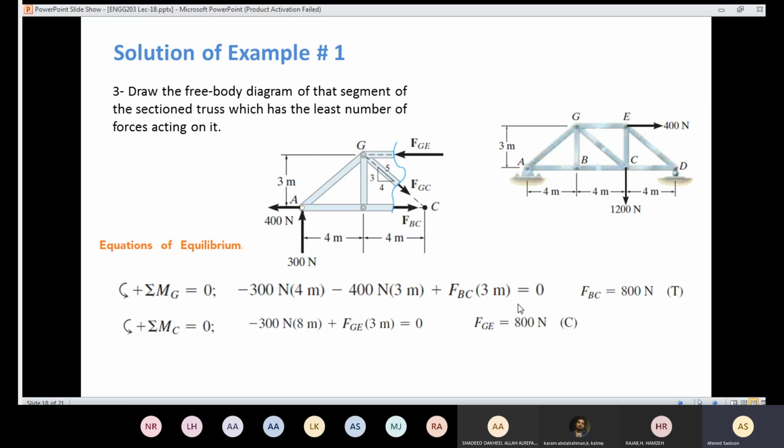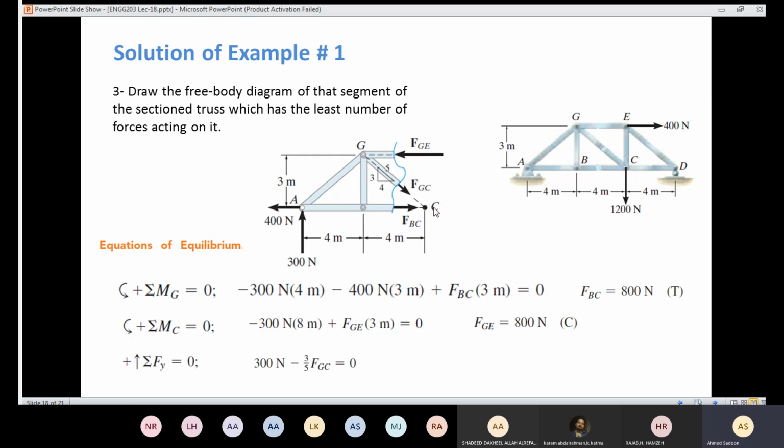FGE came out to be 800 newtons. We assumed that FGE is causing compression, and the answer came out to be positive. That means our assumption here is correct. Then I can use the summation of the forces in the y-axis. So here I have 300 newtons, this one here, and I need to decompose FGC into y. In y, I'm going to have 3/5, and it's acting down.